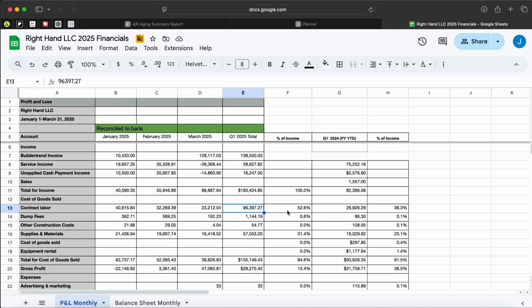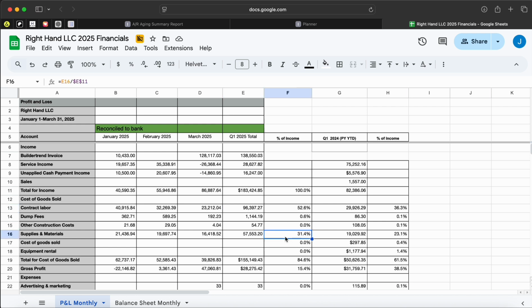For contract labor, you have a total in 2025 of $96,000 versus $29,000 in 2024. This represents 52% of your total sales, total income for 2025 versus 36% of your total income in 2024. So you have an increase of 16% year over year of your contract labor.